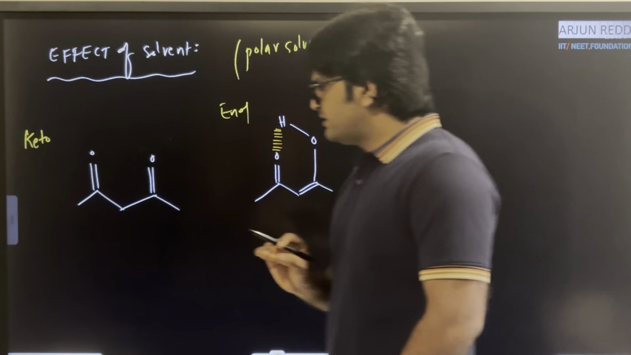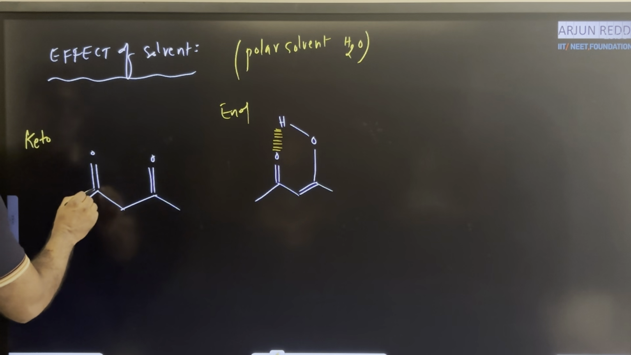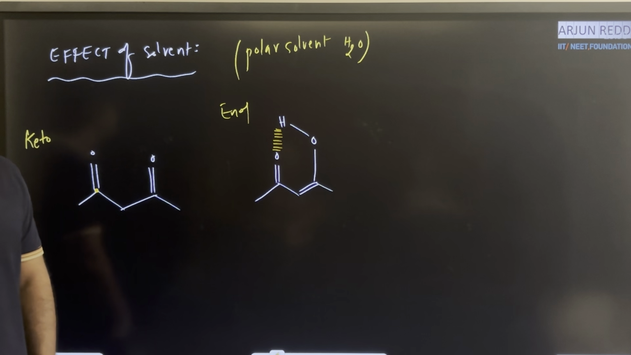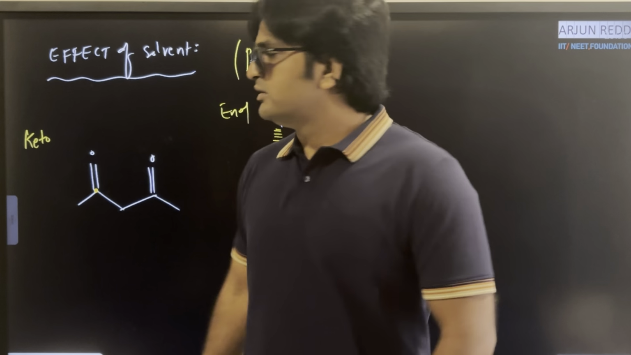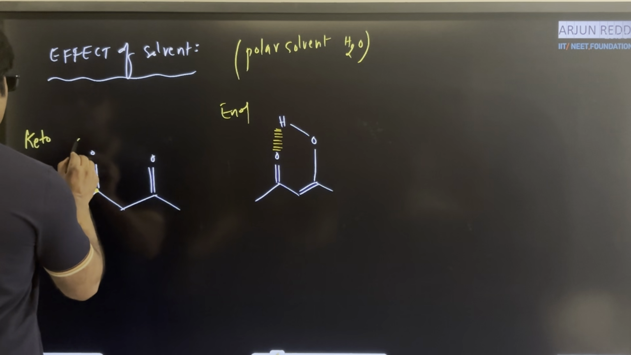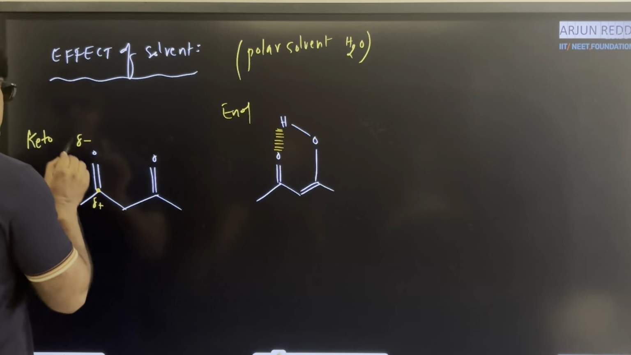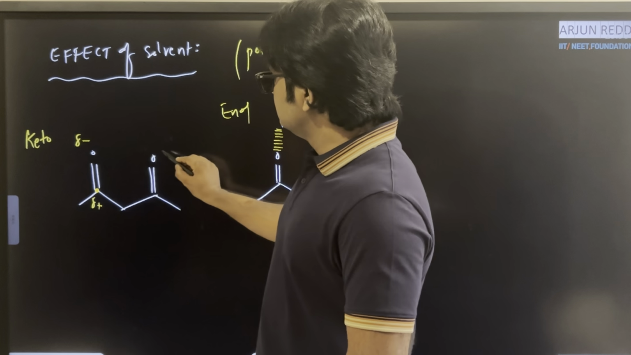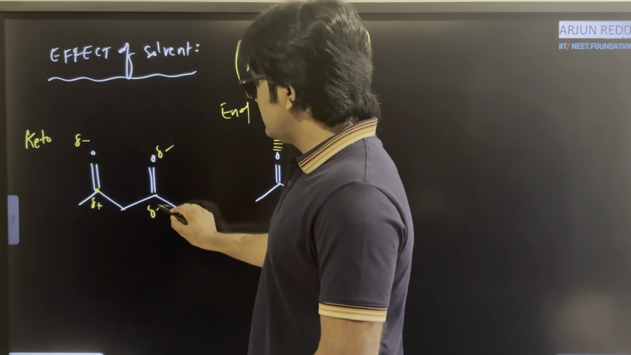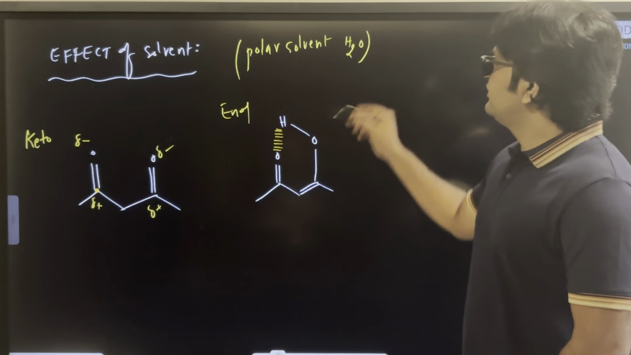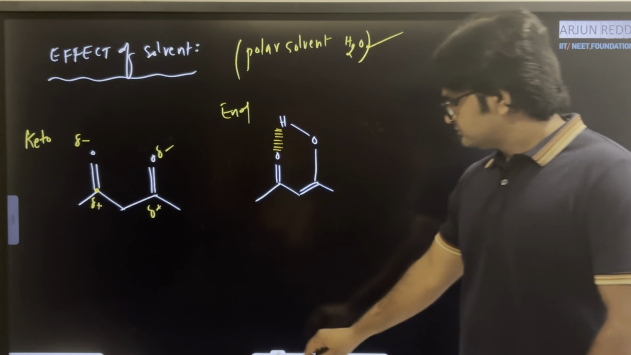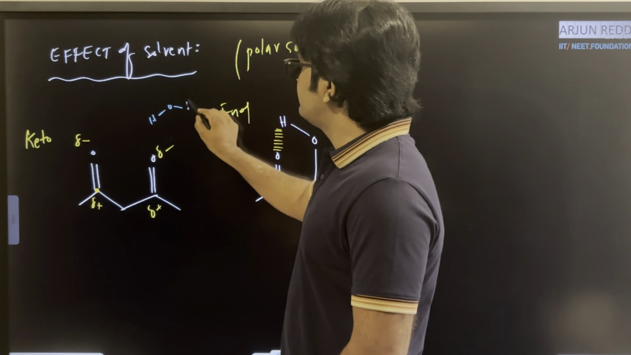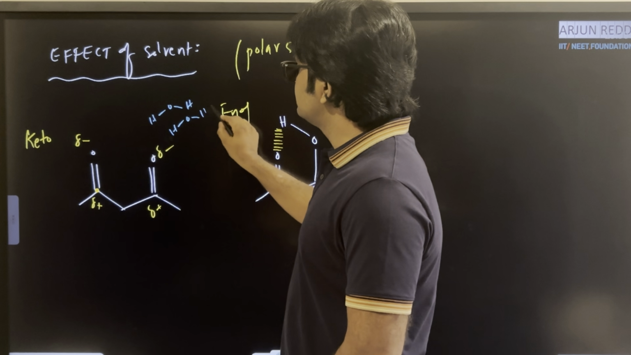Now here, first I am coming to the keto form. Just compare the electronegativity difference between carbon and oxygen atom. Which is more electronegative? Oxygen is more electronegative than carbon. That's why I am giving partial negative charge to oxygen and partial positive charge to the carbonyl carbon. And what is the solvent we are using here? Polar solvent. Water molecule shows a permanent dipole moment and it is considered as polar.